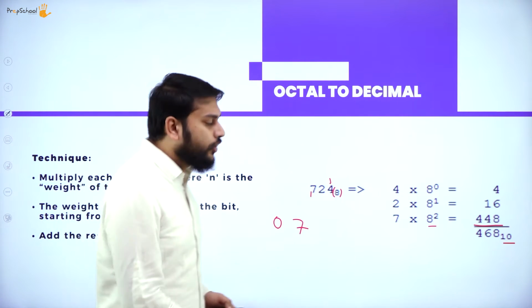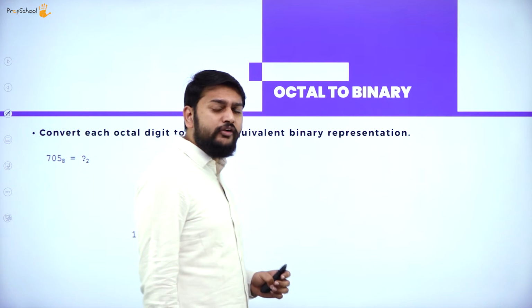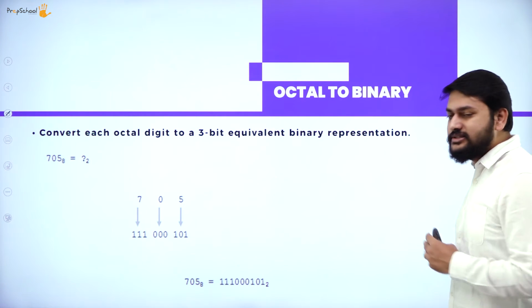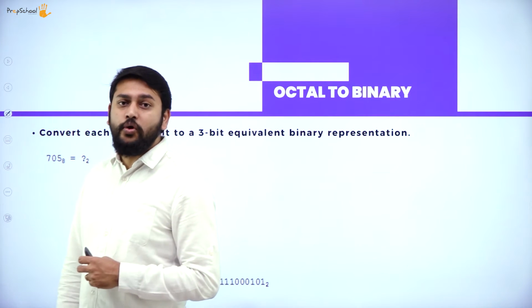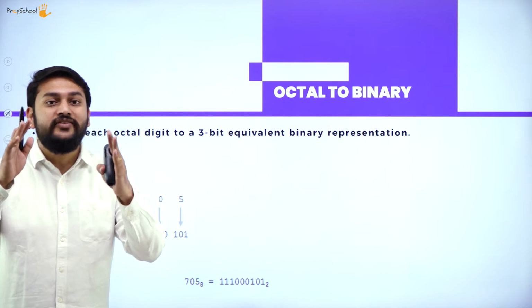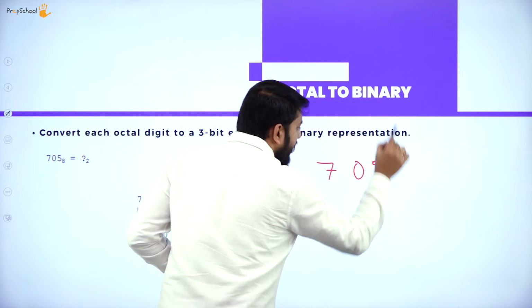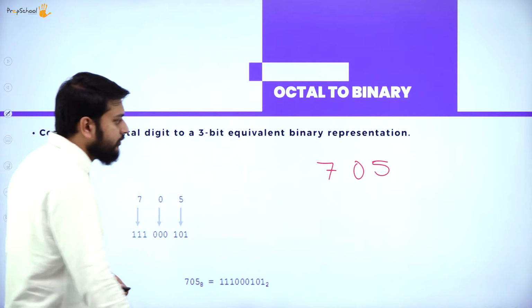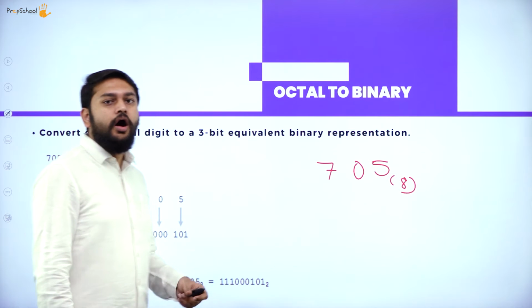All right. So moving on to the next one, I have octal to binary. It's very interesting. Let's understand this. I have the number 705. That's what you need to remember. What is the base of this number? Base of this number is 8. So I will conclude that this is an octal number.